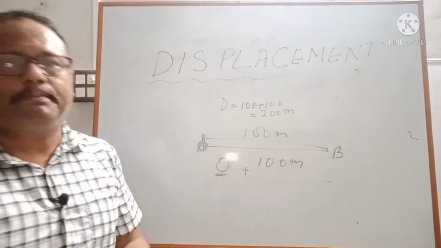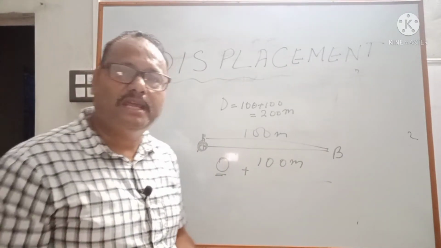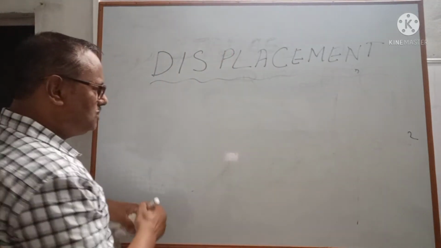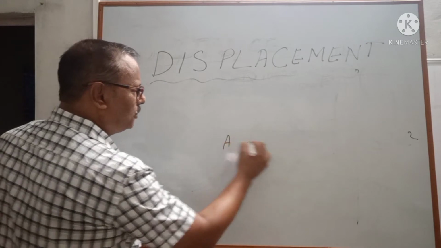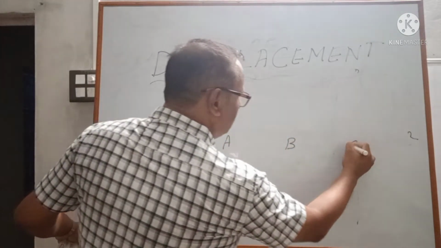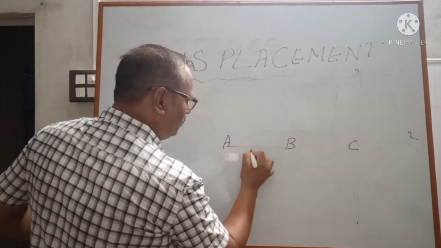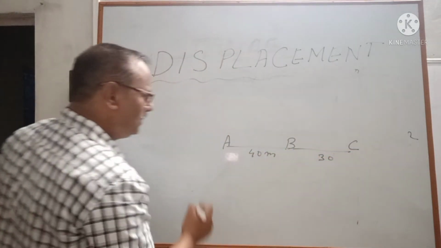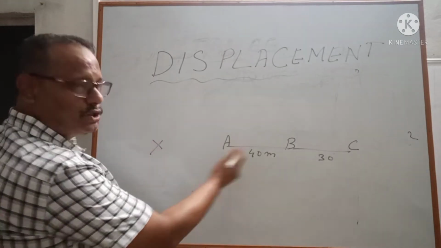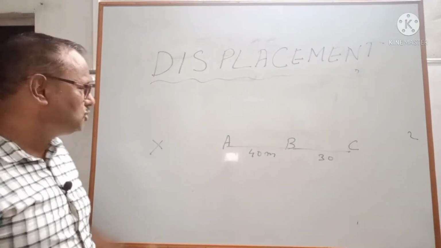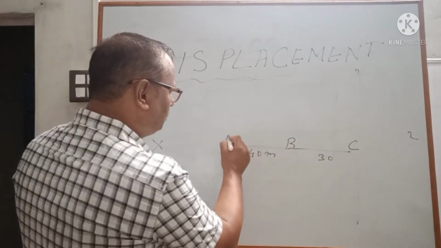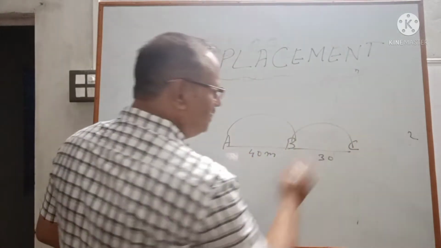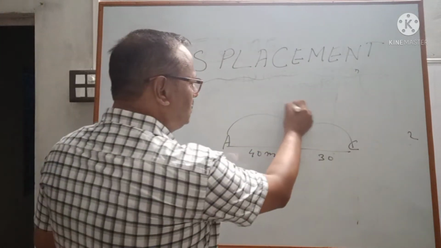We have tried with displacement positive, we have tried with displacement 0. We'll see one example and try to understand how displacement can be negative. Suppose we assume a person started from point A, went to B and then to C. From A to B 40 meters, B to C 30 meters, and there is a point X beyond A. Here what happened, the person went from A to B 40 meters, B to C 30 meters, that means 40 plus 30, distance is how much?